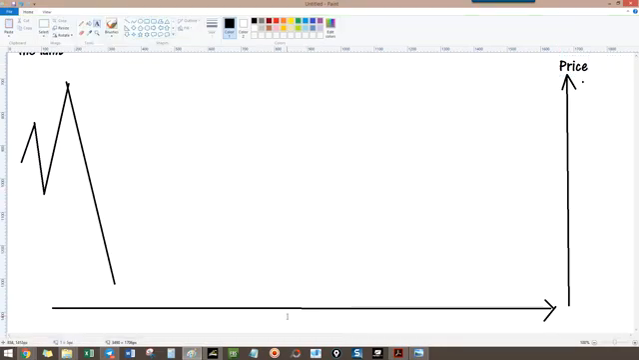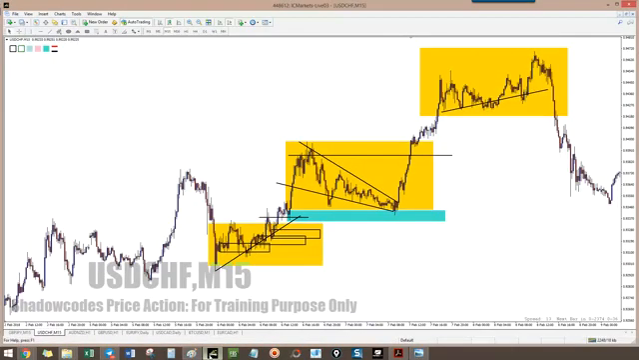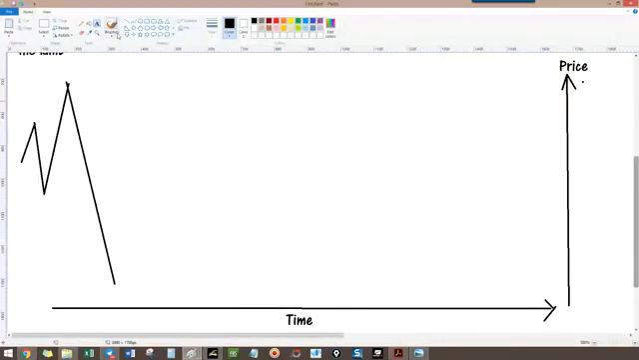Price, time. Same thing that we have in our MT4. This is time below this, and over here this is price. All right, so what price does is price compresses. Okay, compress.